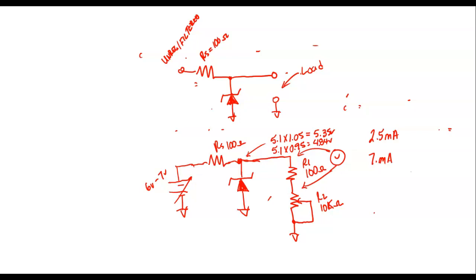And I'm measuring voltage. V is equal to I times R. So V would be equal to 2.5 milli times 100 ohms. So this is the voltage we'll use to get across the 100 ohms for the 2.5 milli. And V, I should say R1, would be equal to 7 milli times 100 ohms. Do y'all understand that? Okay.